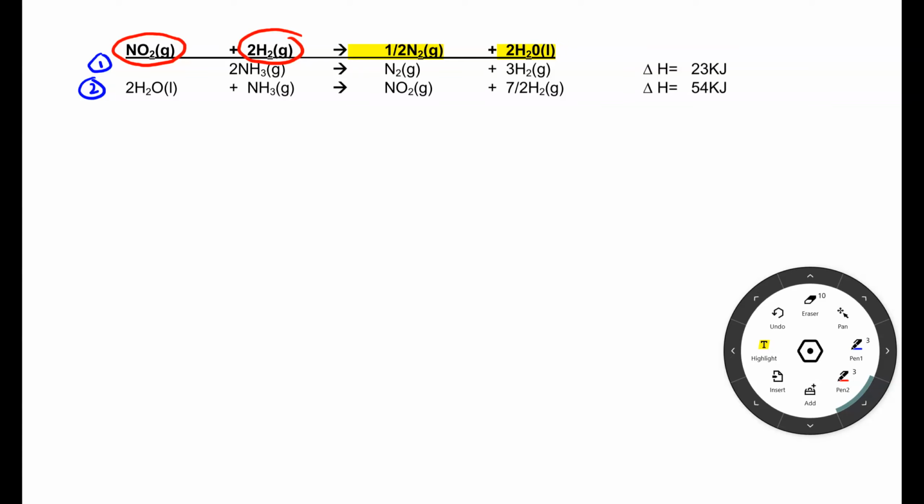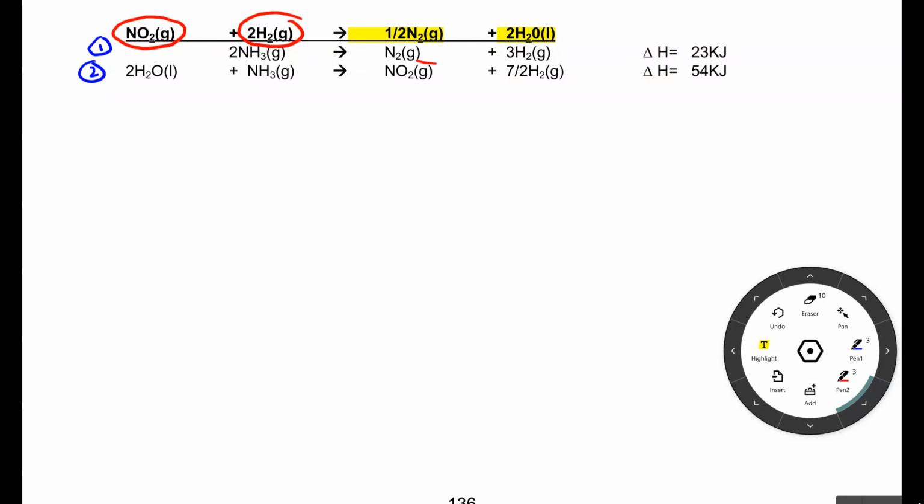So if I start with the nitrogen dioxide, what I notice is that it only appears in one spot. The only place it is, is right here in equation 2 on the right-hand side. Now if I look for my hydrogen gas, my other reactant, it appears in 2 spots. I have it up above here in equation 1, and I've also got it down below here in equation 2.